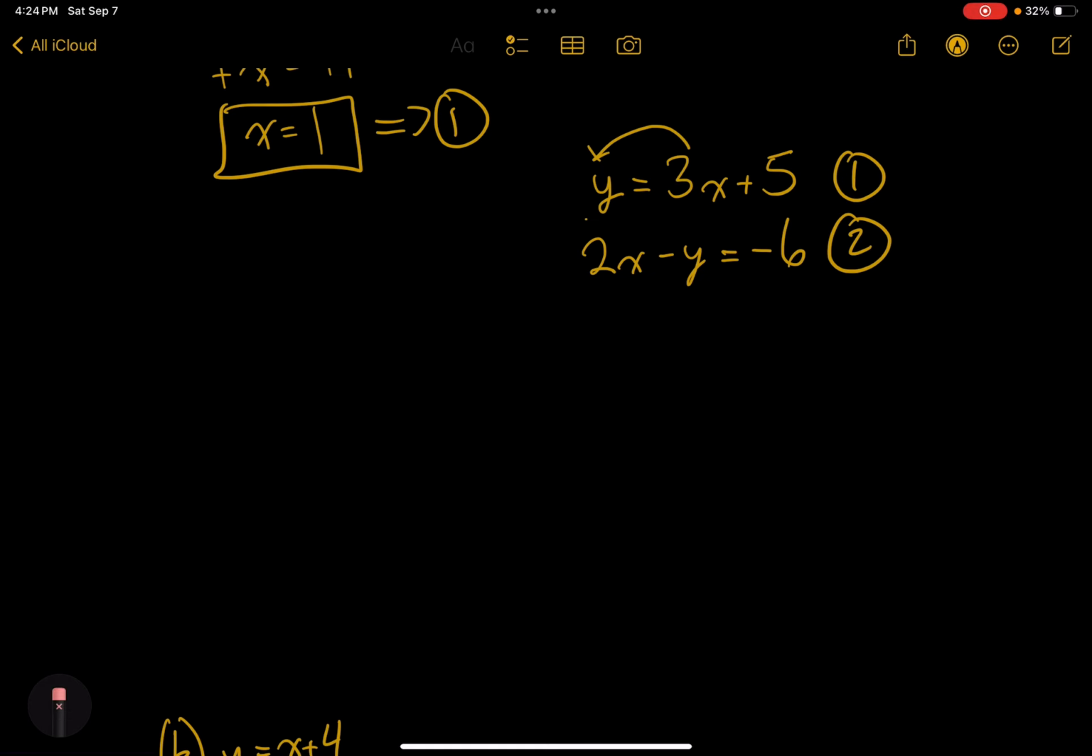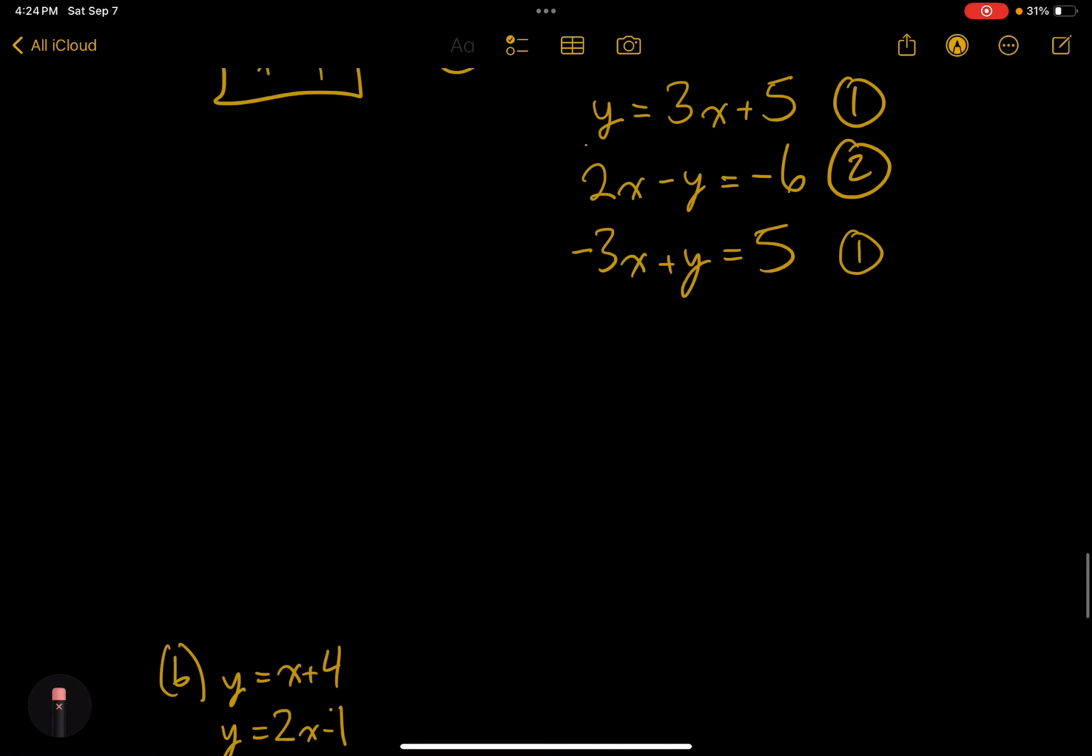So rearrange number 1. Bring 3x to this side. It becomes minus 3x plus y equals 5. I'm just rewriting this. These are the same. I just moved this 3x to the other side of the equal sign. Okay, so now I have 1 and 2. I'm just going to delete this. Let's look at it again.